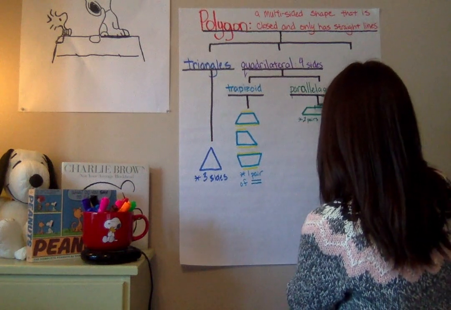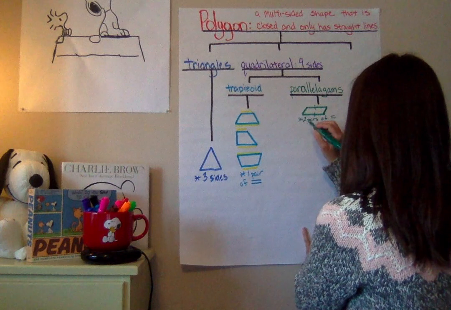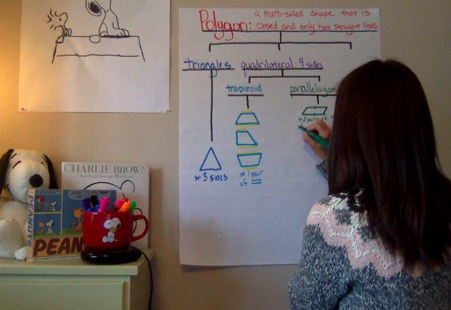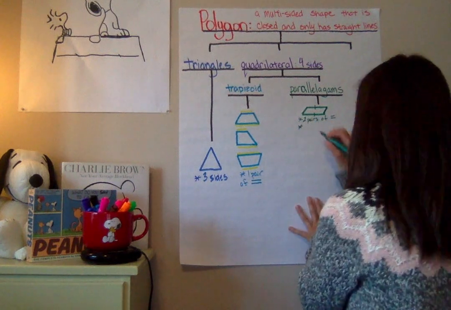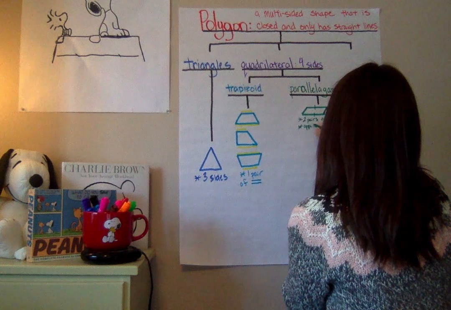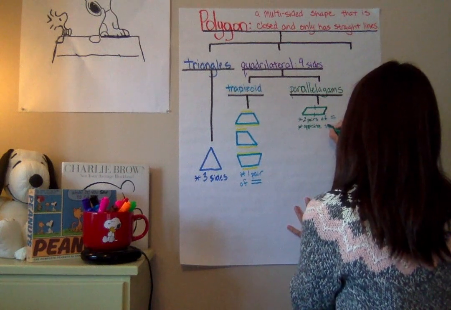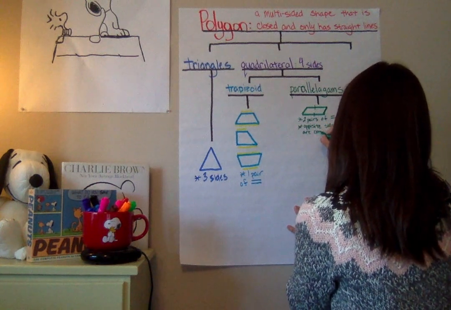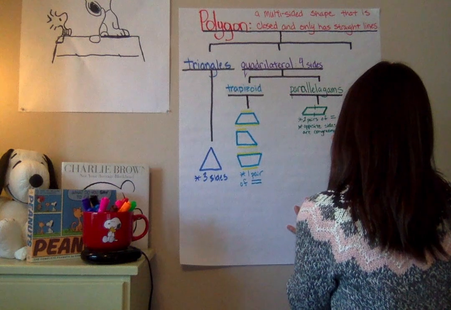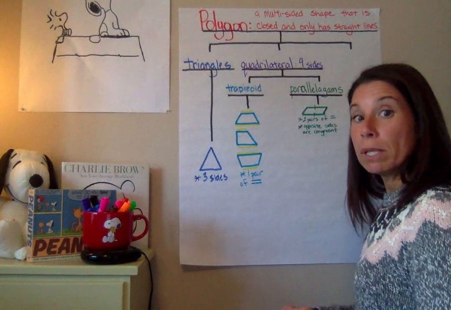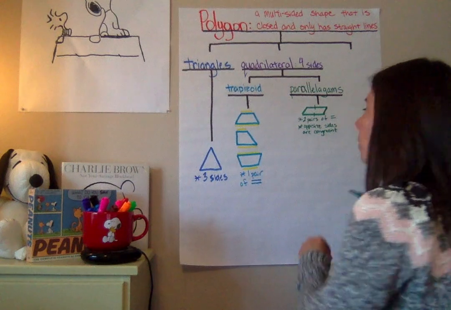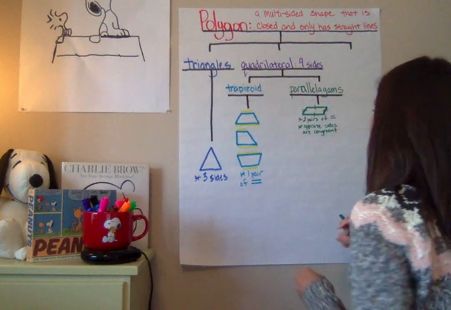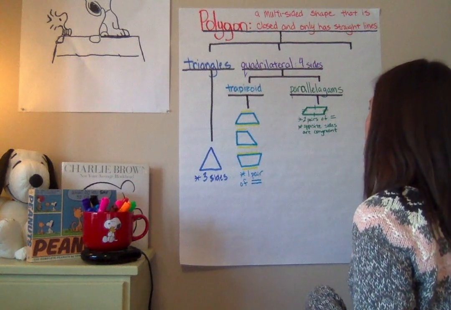Okay, two pairs. So that means that line and that line are parallel, and this line and this line are parallel. And then the other attribute is the opposite sides are congruent. Congruent means what? Do you remember? Means they're the same length. Okay, so that means this side and this side are the same, and this side and this side are the same. Okay, we're going to go back and highlight our parallel lines in just a minute.